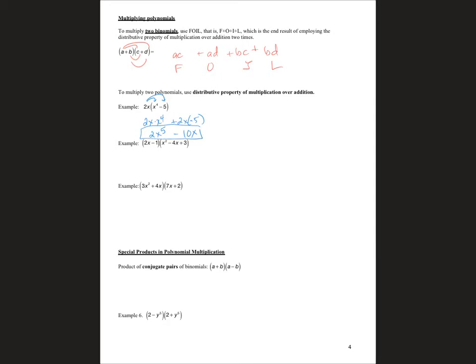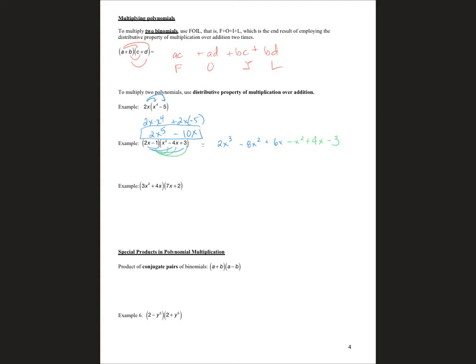Let's go ahead and now distribute the 2x to each of these. So that's, I'm going to do it all at once, 2x cubed minus 8x squared plus 6x. And now I'm going to distribute the minus 1. So that's minus x squared plus 4x minus 3.